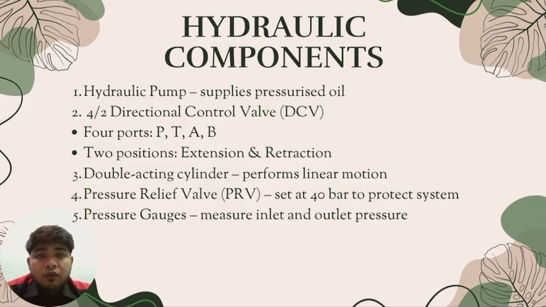We're going to move to the hydraulic components. The first one is the hydraulic pump, which supplies pressure oil. The second one is the 4/2 directional control valve, which has four ports P, T, A, B, and two positions, extension and retraction. The third one is the double acting cylinder, which performs linear motion. The fourth one is the pressure relief valve, set to 40 bar to protect the system, and the last one is the pressure gauge, to measure inlet and outlet pressure.